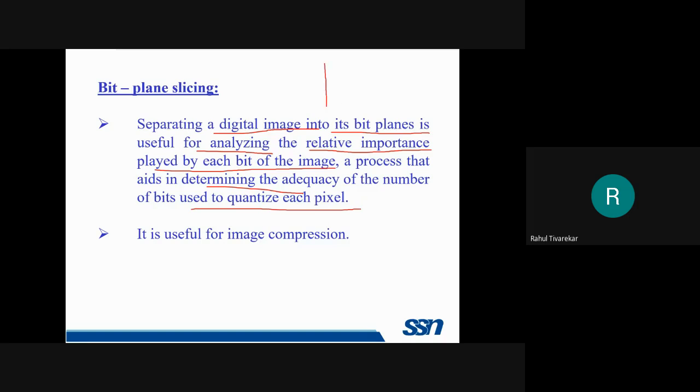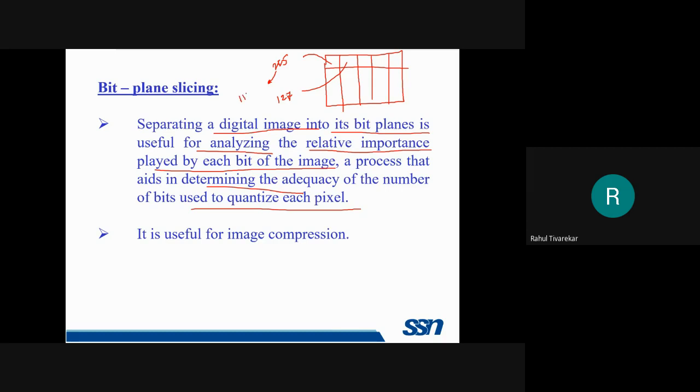For example, I will give a brief idea, and we will discuss this bit plane slicing again in the next session. Suppose this is my image, having one pixel here. Let's say the value of that pixel is 255, and another pixel here having a value of 127. What is the binary corresponding to 255?